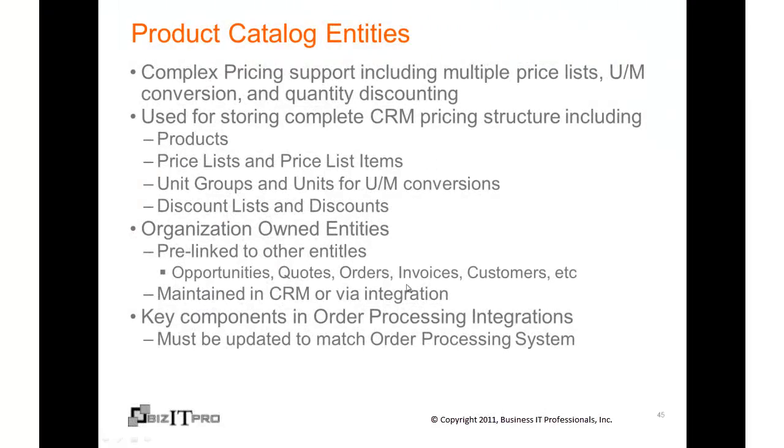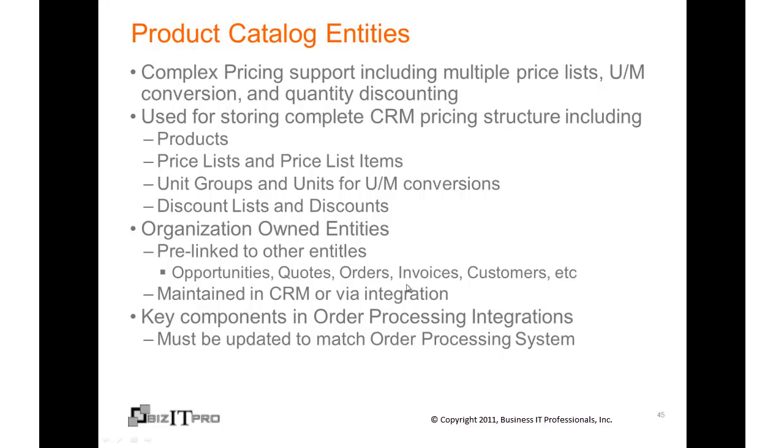Part of what we didn't look at in the process of opportunities, quotes, orders, and invoices was the concept of the product catalog. There are a number of entities that are involved, but the major functions include providing complex pricing structure, including multiple price lists, unit of measure conversions, and quantity discounting. It's used for storing a complete CRM pricing structure for products, the price list and price list items, unit groups and units for unit of measure conversions, discount lists and discounts.